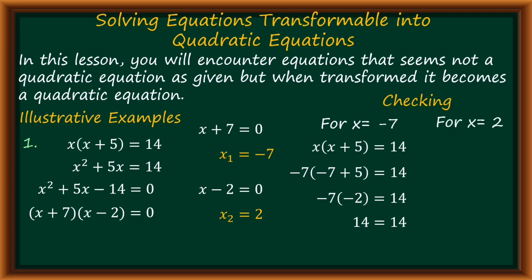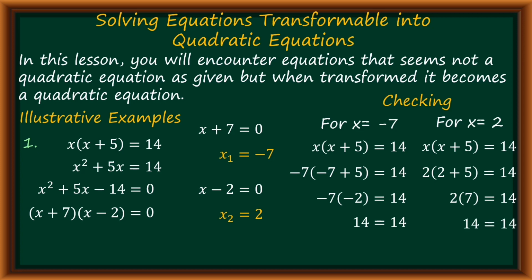For the second value of x, we have 2. Let us substitute it into the equation. We have 2 times the quantity 2 plus 5 is equal to 14. Let us evaluate the numbers written inside the parentheses. That is 2 plus 5, and it will give us 7. So that is 2 times 7 is equal to 14, which is equal to the right side of our equation. That means that 2 is also our solution. Therefore, the solutions are negative 7 and 2.